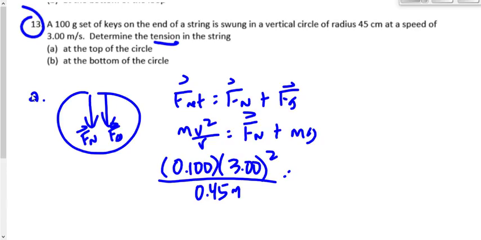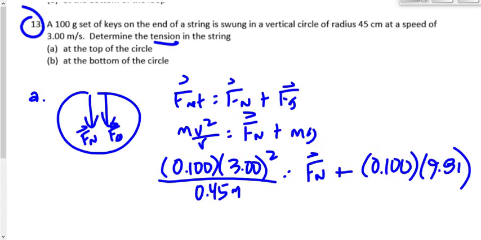V equals d over t, kind of, but a special form of that. V equals 2 pi r over t. So if you don't have the speed, that's fine. Get the speed, and then go from there, sub it in, and do what we're doing here now. Solving for Fn, remember, m times g, force of gravity, 0.100 times 9.81.